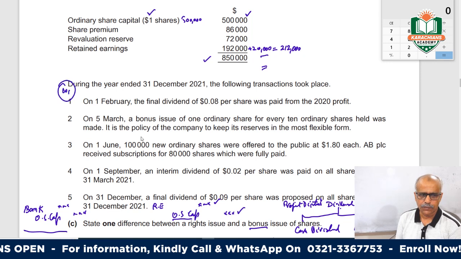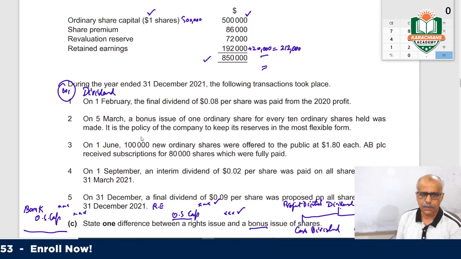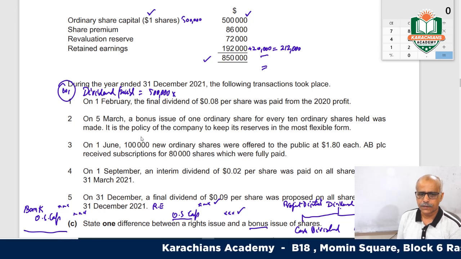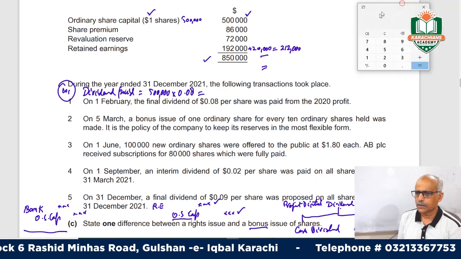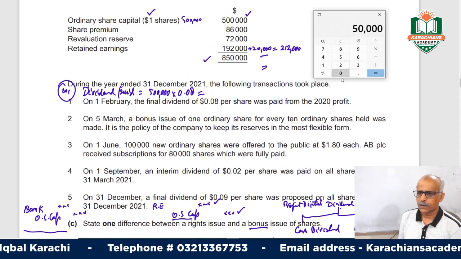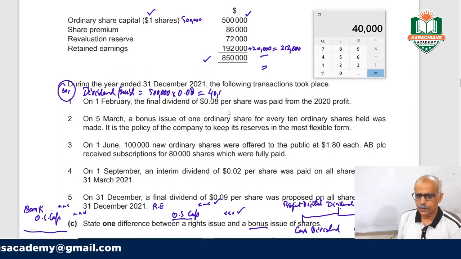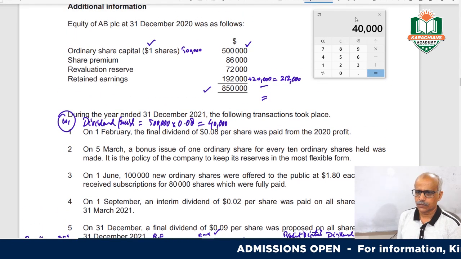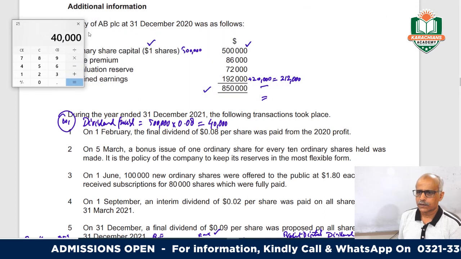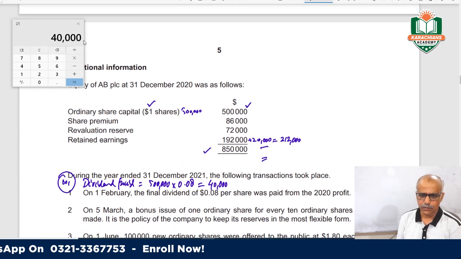So this I can say is working number 1. Your dividend paid will be on 500,000 shares at $0.08, right? How much is this? 500,000 into 0.08 is 40,000. So 40,000 is the dividend you are paying. So we have to make the statement of changes. I can make this right away because all the data is here.